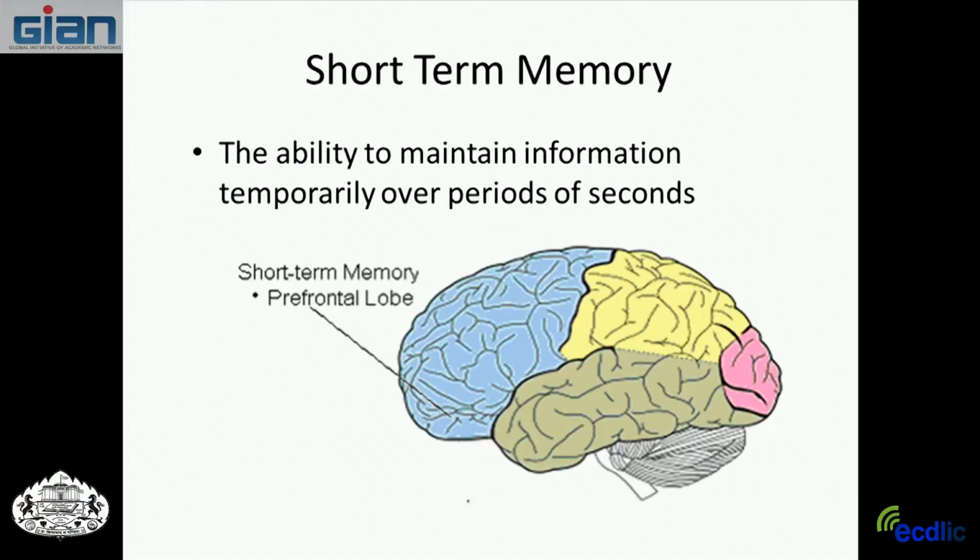Short-term memory is thought to take place and to be held in the prefrontal lobe of the cortex. So you can see there, again, the frontal lobe is the blue part, and at the very front of the frontal lobe is this prefrontal cortex, which again is thought to be responsible for executive function, higher order processing, and also for short-term memory.